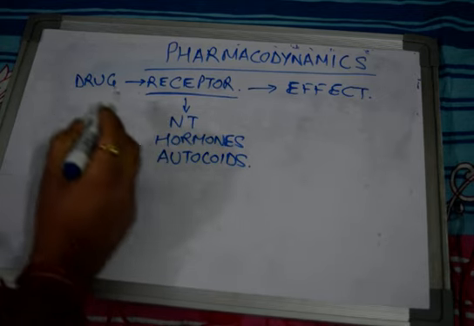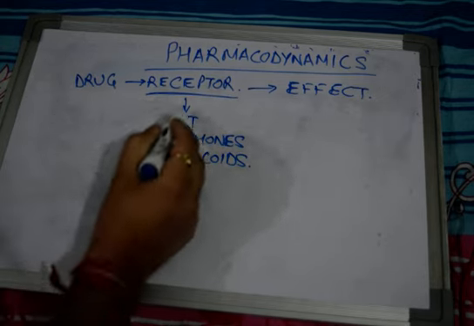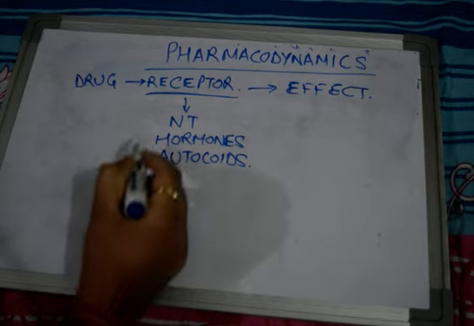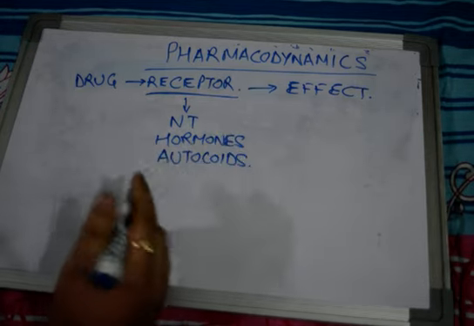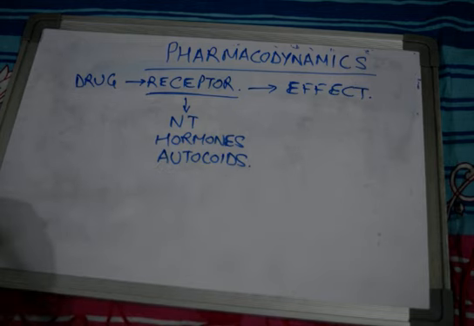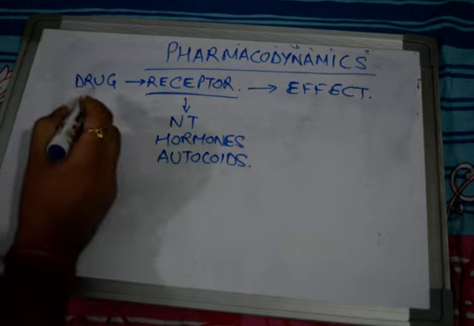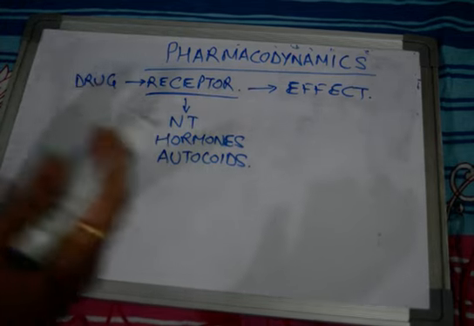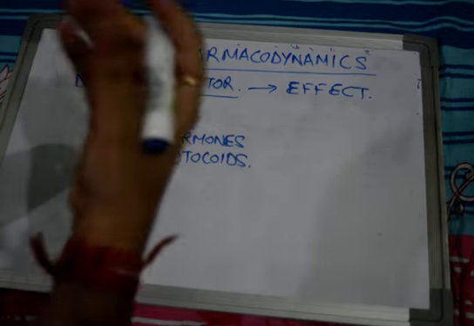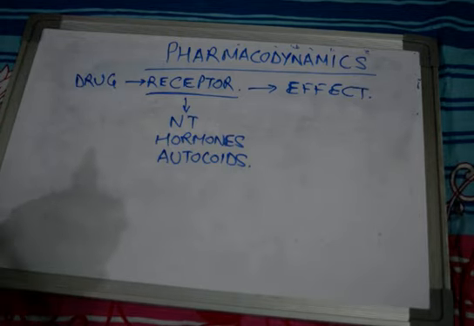What they do is utilize the same receptors which are responsible for the action of the endogenous substances which are released inside the body for doing some physiological functions. So this drug will not create any new process, it will just utilize the already ongoing processes inside the body.